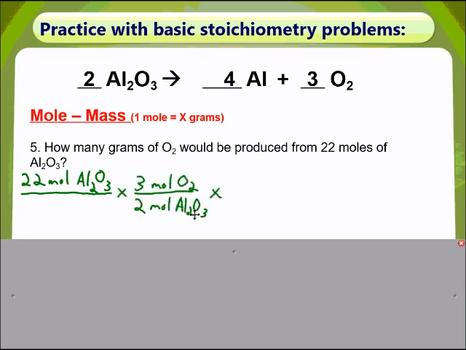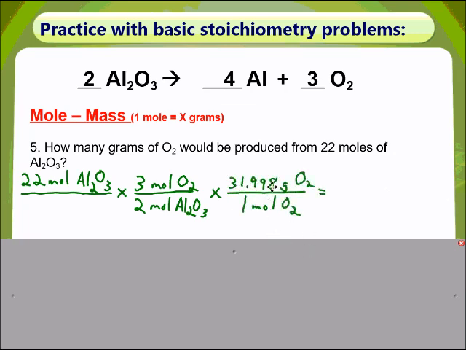So aluminum oxide is on bottom because that's what I started with. 2 from our balanced equation goes here. The 3 in front of oxygen goes here. So step 2 is complete. We did the mole to mole ratio. Now they asked for grams of oxygen though, so step 3 is necessary. We're going to convert moles of oxygen to grams of oxygen.